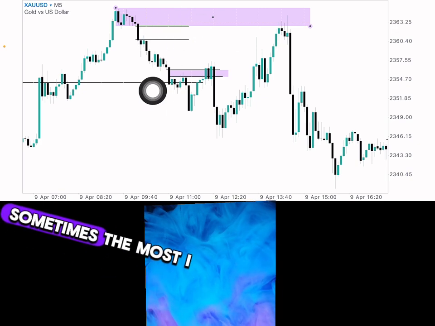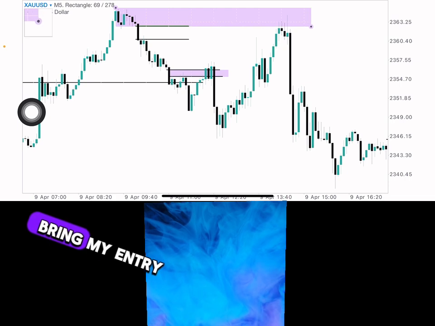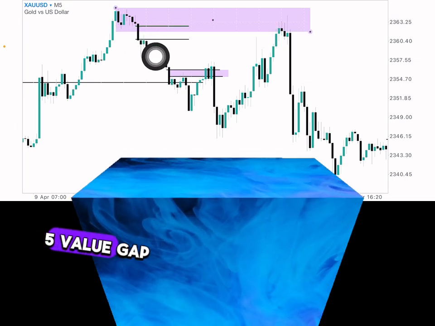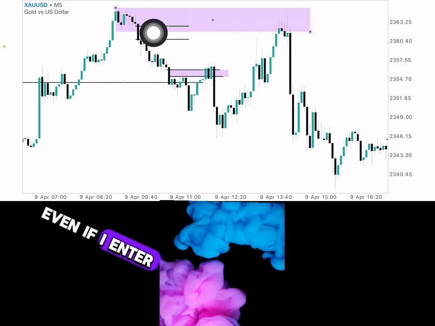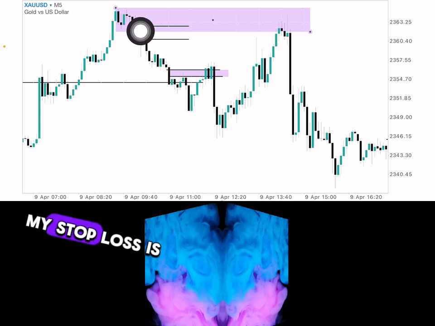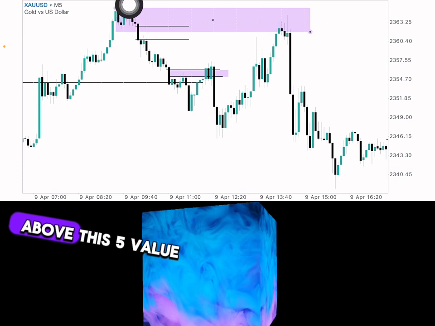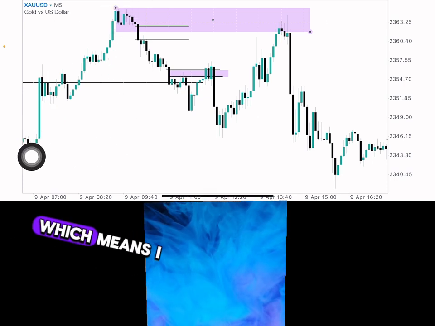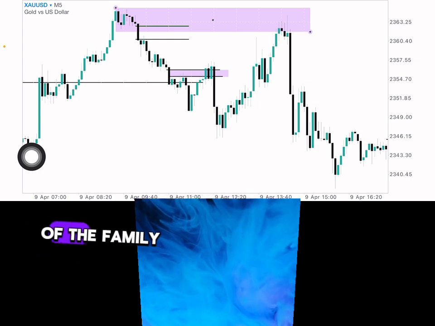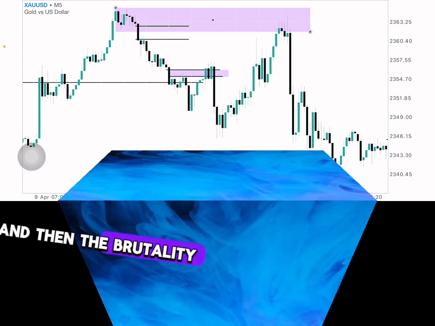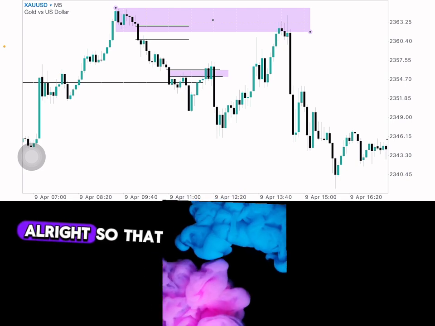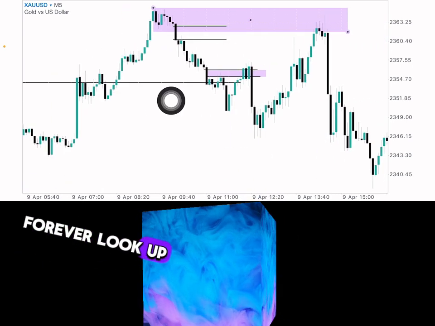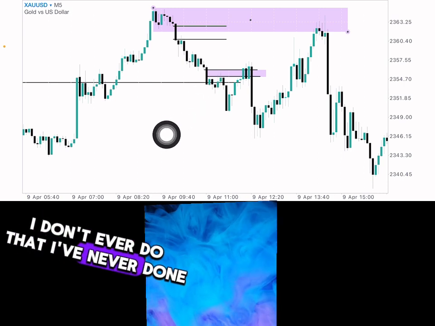Sometimes the most I can do is to bring my entry close to the center of the fair value gap, but it can never be completely the fair value gap. So even if I enter at the center of this fair value gap, my stop loss is still going to be above this order block, which means I am incorporating half of the fair value gap and the totality of my order block. So that is how I do it. I don't just trade fair value gap. No, I don't ever do that. I've never done that before.